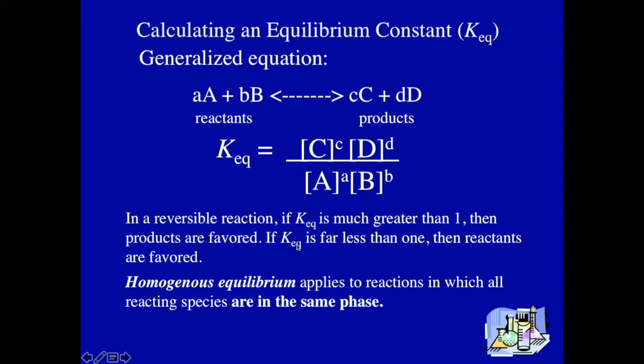Homogeneous equilibrium will apply to reactions where the reactant species are in the same phase. This primarily will be with reference to gases, all of my reactants and products being gases, or solutions. I might have different aqueous compounds, which are reactants and products. That's very important when we talk about solubility product constant, which will be coming up fairly soon.